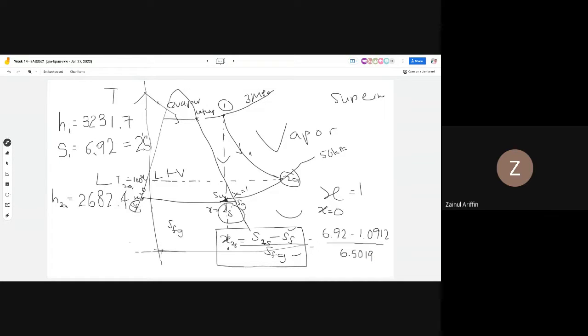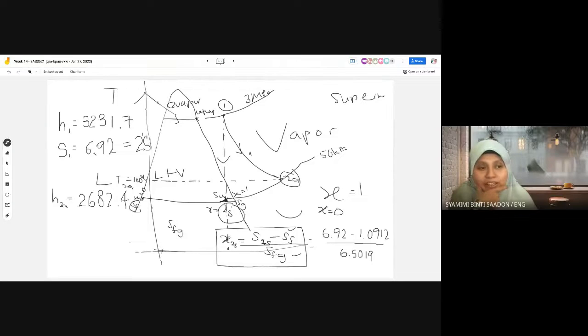I'm not sure, Doctor. Okay, saturated water. Saturated water is table A5. Okay, table A5. Just now we use table A6, yang tadi tu, 0.1, 0.2A. Okay, 0.1, 0.2A we use superheated water, table A6.